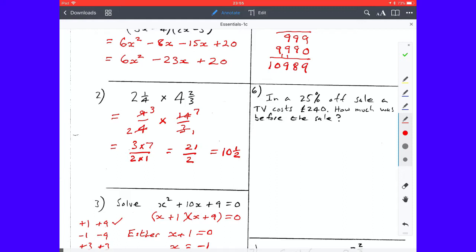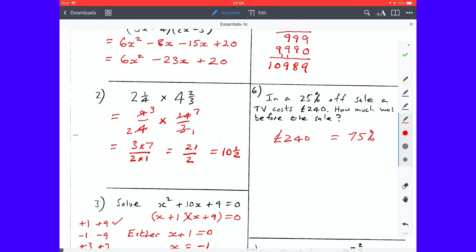Number 6. In a 25% off sale, a TV costs £240. How much was it before the sale? Well, if we've taken 25% off, then the £240 represents 75% of the original. So £240 is 75%. Now I want to get back to 100%.